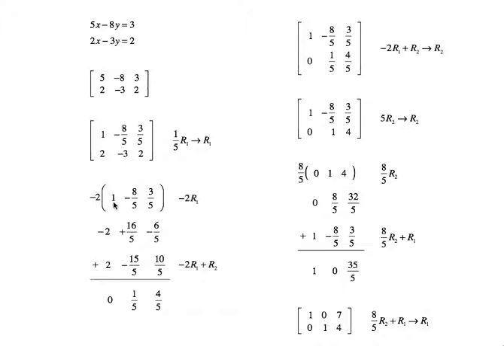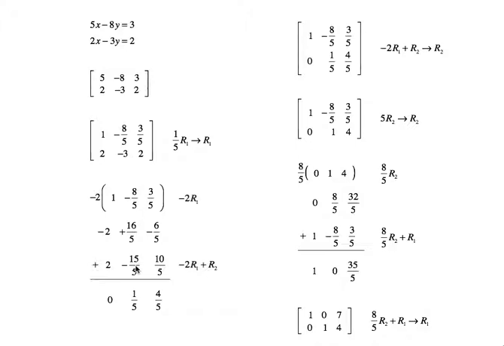So I need a -2, so I multiply -2 times that first row. -2 times 1 is -2. -2 times -8/5 is positive 16/5. -2 times 3/5 is -6/5. Now I want to add that, -2 times row 1, to row 2 to eliminate the first entry in the second row. And so -2 plus 2 is 0. I have converted -3 to -15/5 because these two fractions have to have a common denominator in order for me to add them up.